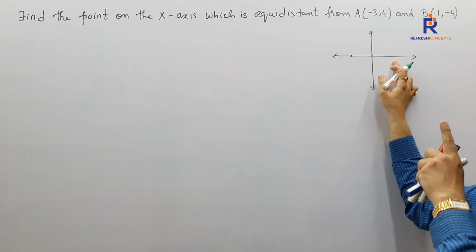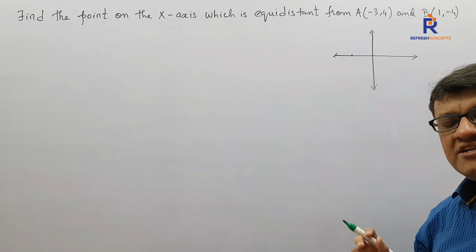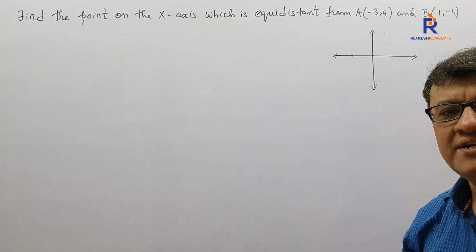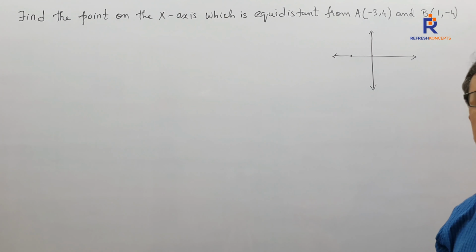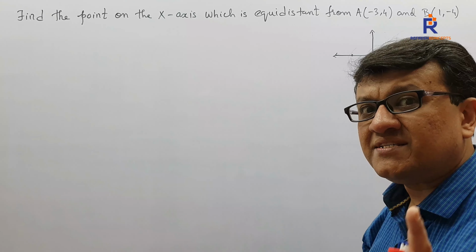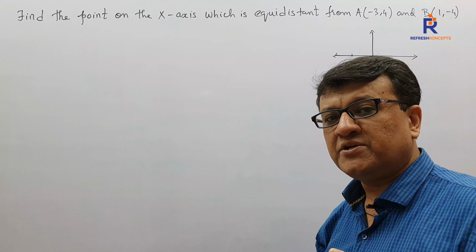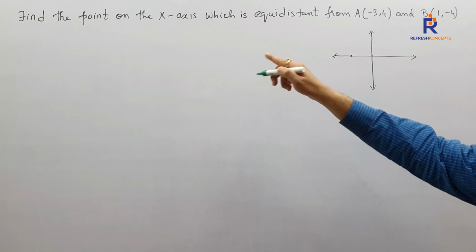But yes, on the x-axis, why do I want you people to do all these things? Because on the x-axis, the y coordinate is 0. That is what you should remember. On the x-axis, the y coordinate is 0. That is what I want you people to remember. So find the point on the x-axis.